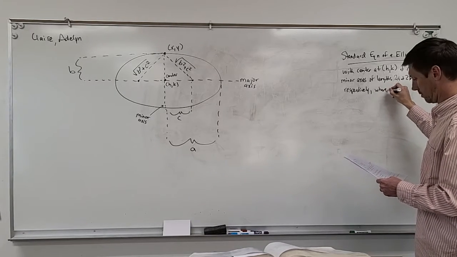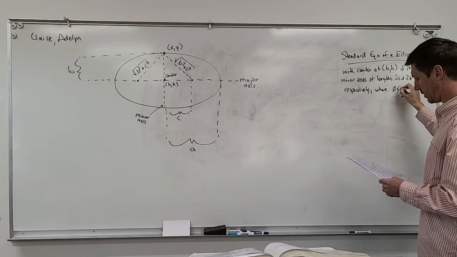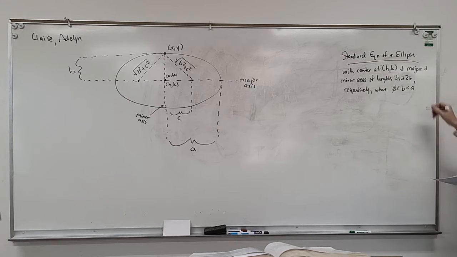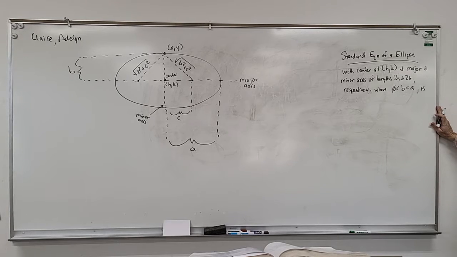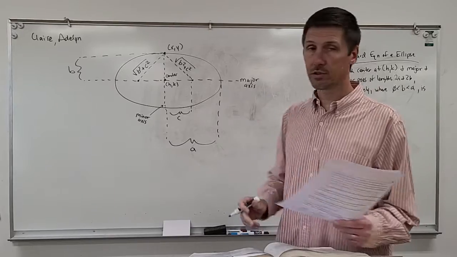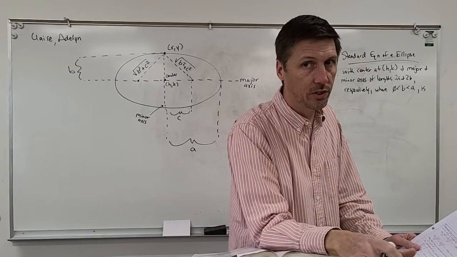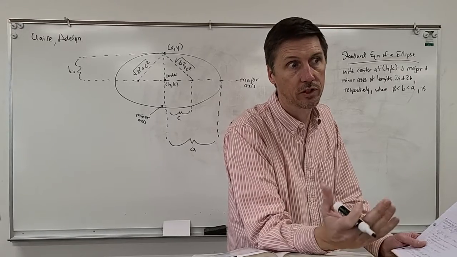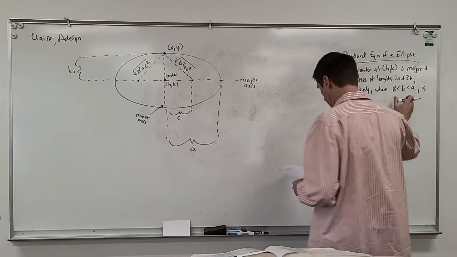Where 0 is less than b is less than a. So just to be clear, both of these distances are greater than 0, but b is smaller than a, is all that last statement's saying, right? Our minor axis will always be smaller than our major axis. If the length of those axes were the same, we wouldn't have an ellipse. What would we have? We'd have a circle, right? So this has to be true in order for it to be an ellipse.